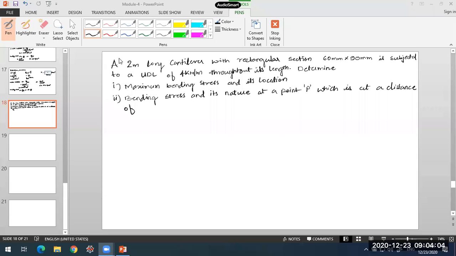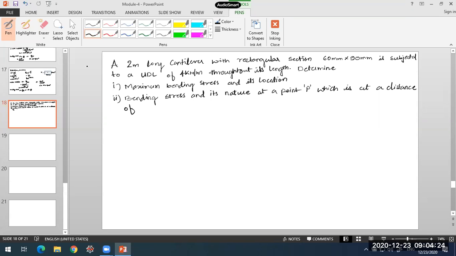This is a 2-meter long cantilever beam with a rectangular section 60 mm by 90 mm, and it is subjected to a UDL throughout its length with the intensity 4 kilonewton per meter. You have to determine what is the maximum bending stress and its location.